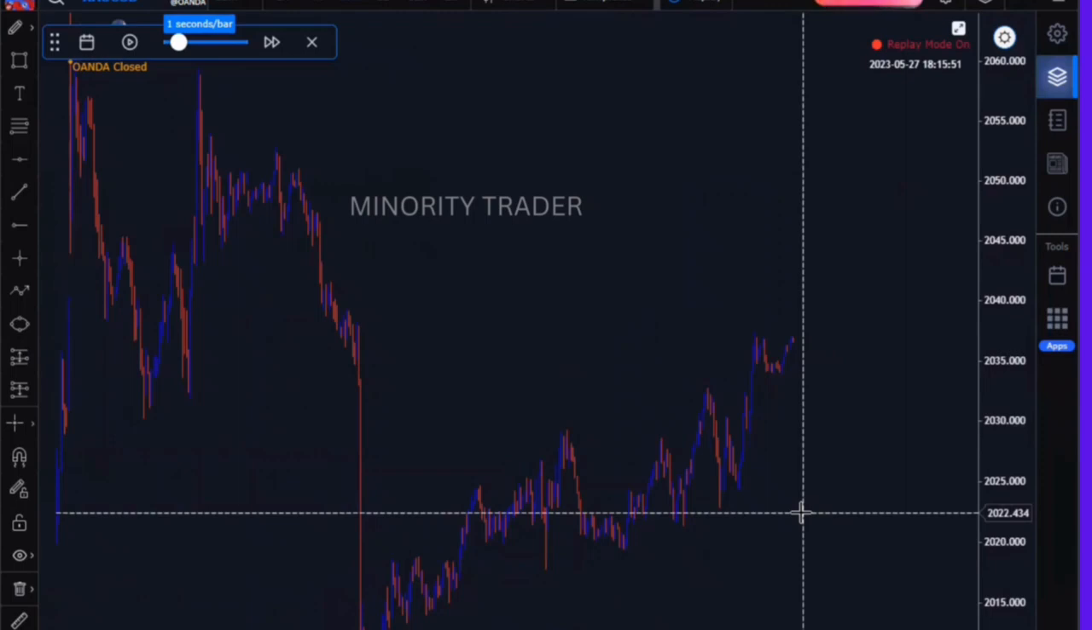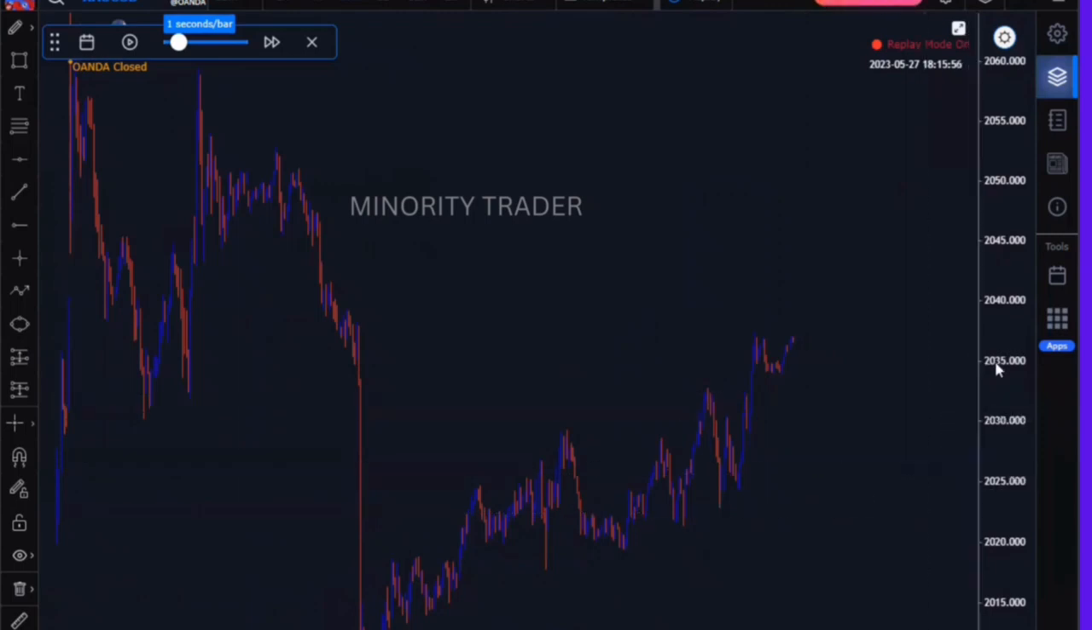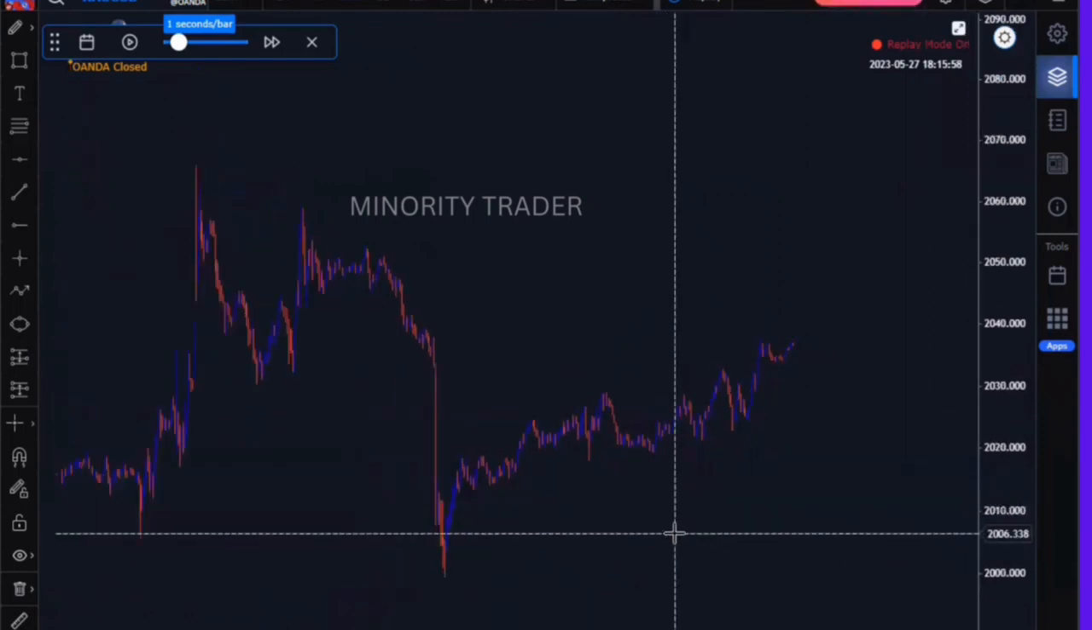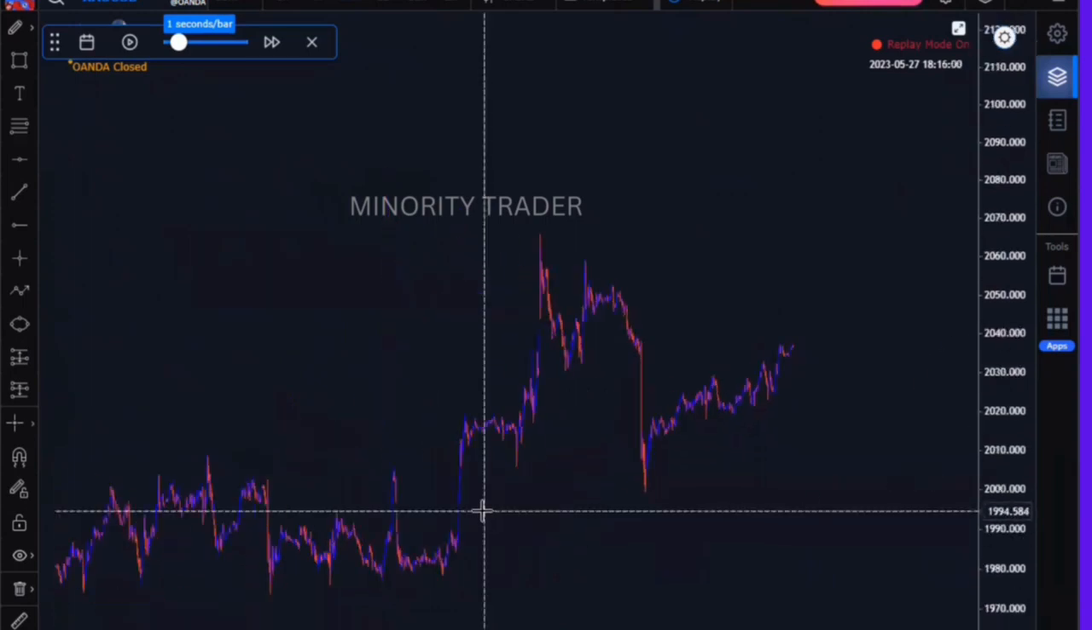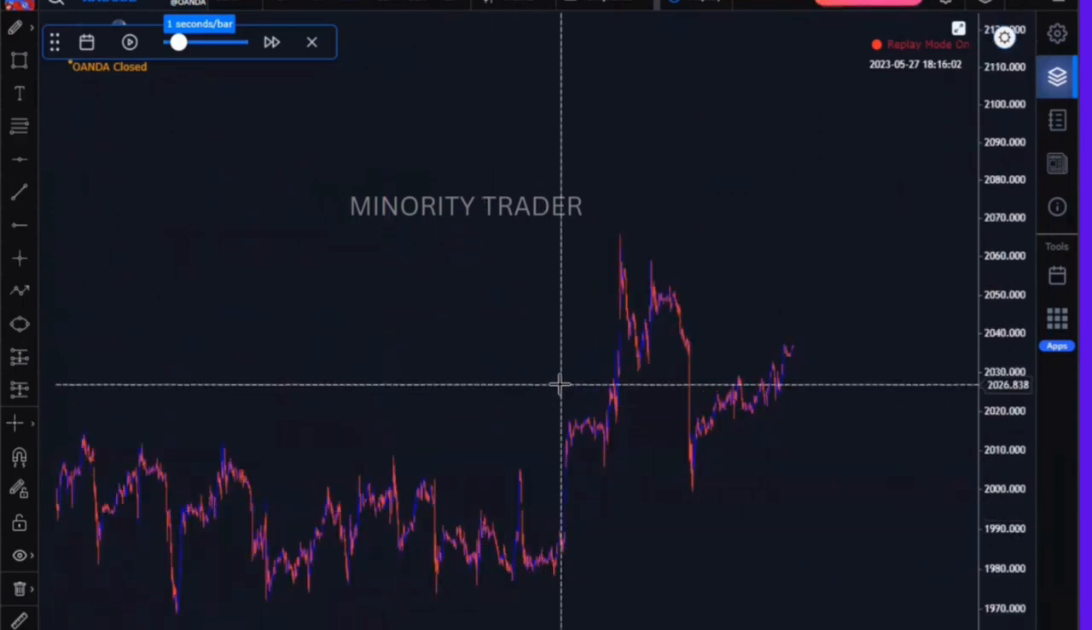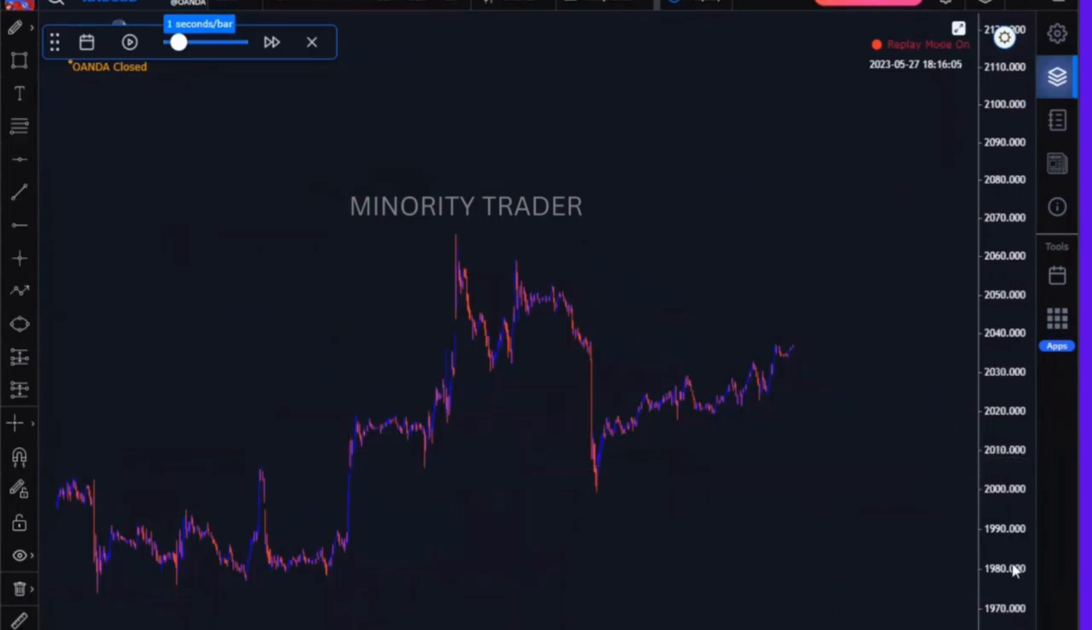Let's backtest on XAUUSD in one of the trades that we took on 10th of May 2023, and we see what is possible on XAUUSD.